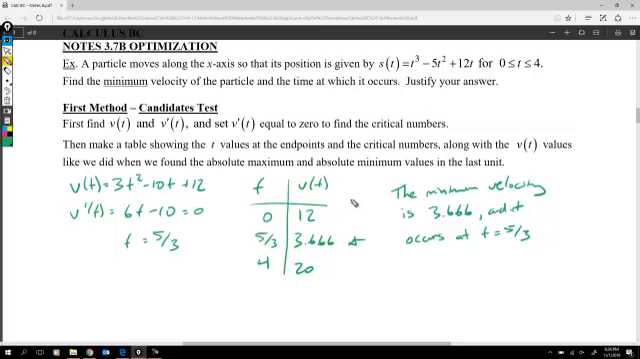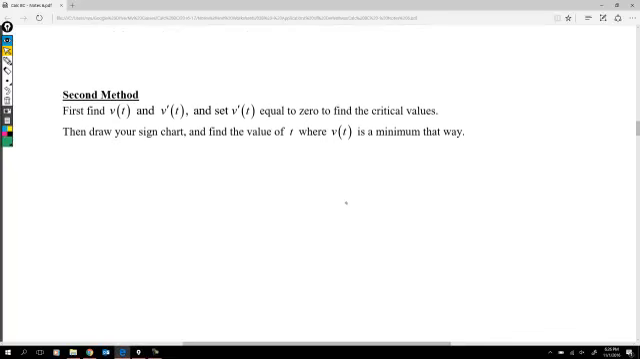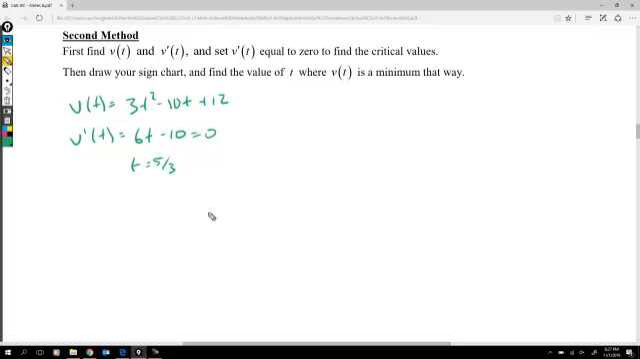So that's my first method, doing a candidates test. In general, this is the way you want to go about doing optimization problems. However, I will show you one other way of doing it. In this particular problem, we could have also done the first derivative test, and it's a little faster that way, so we'll run through it. Same deal. I'm trying to optimize my velocity, so I still need my velocity equation, and I still need to find my critical numbers, so I take the derivative, set that equal to 0, and find that 5/3 is my critical number.